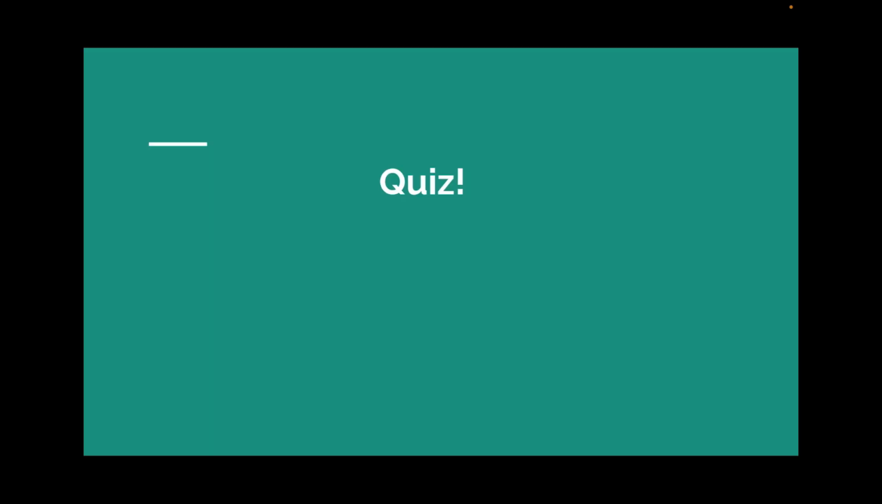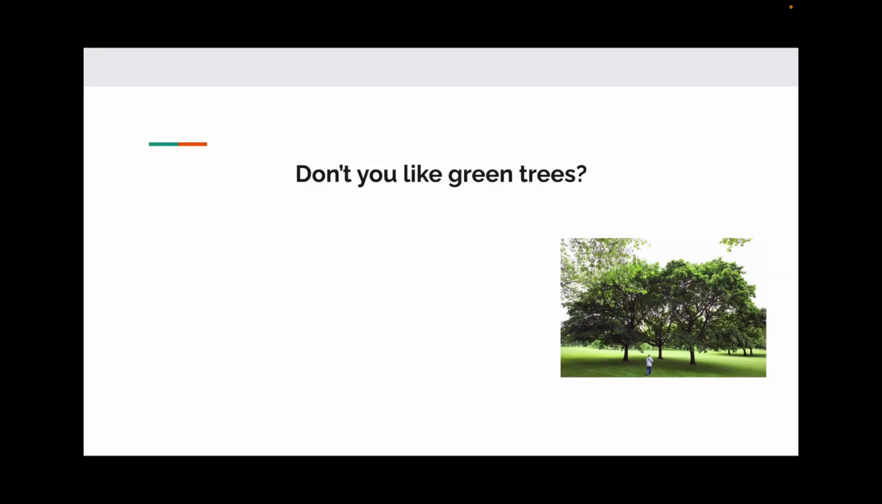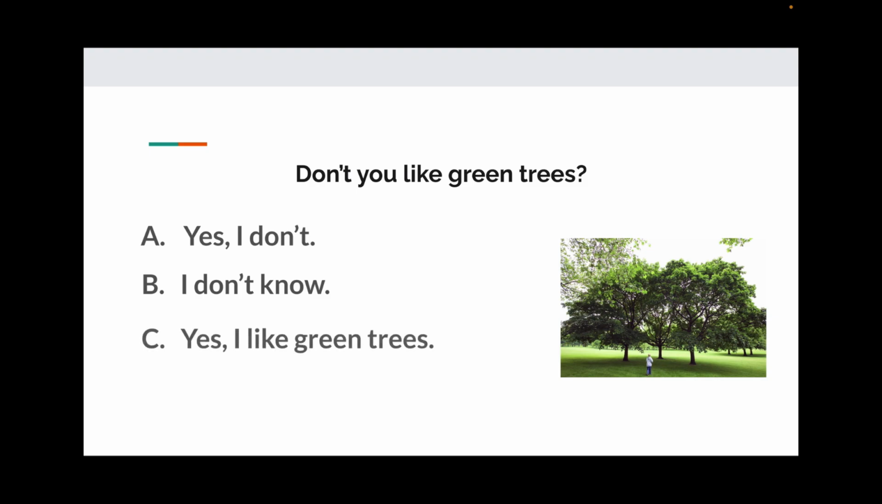Here we'll do another quiz. Again, we'll choose the correct answer or answers to the question, which will either be first or second form negative. Here we have, don't you like green trees? Which is a literal question. So the person means, do you not like green trees? And so an option would be, yes, I don't know, or yes, I like green trees.